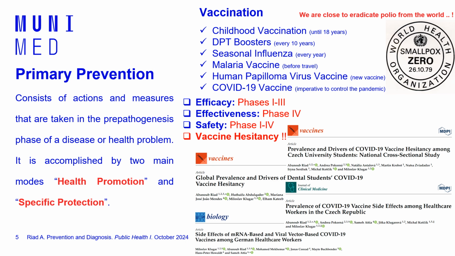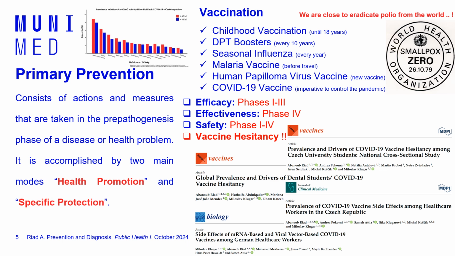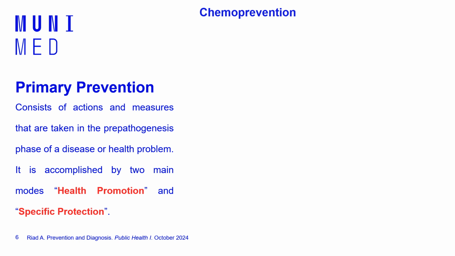Okay, so these are just examples of our work at Massachusetts University and in our Department of Public Health on vaccines, their safety, and hesitancy. Another example of the interventions we do in primary prevention is chemoprevention.